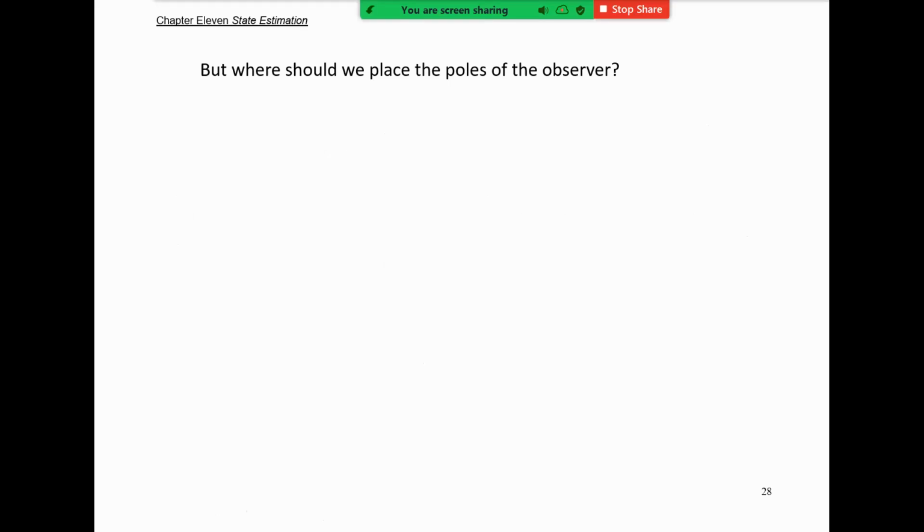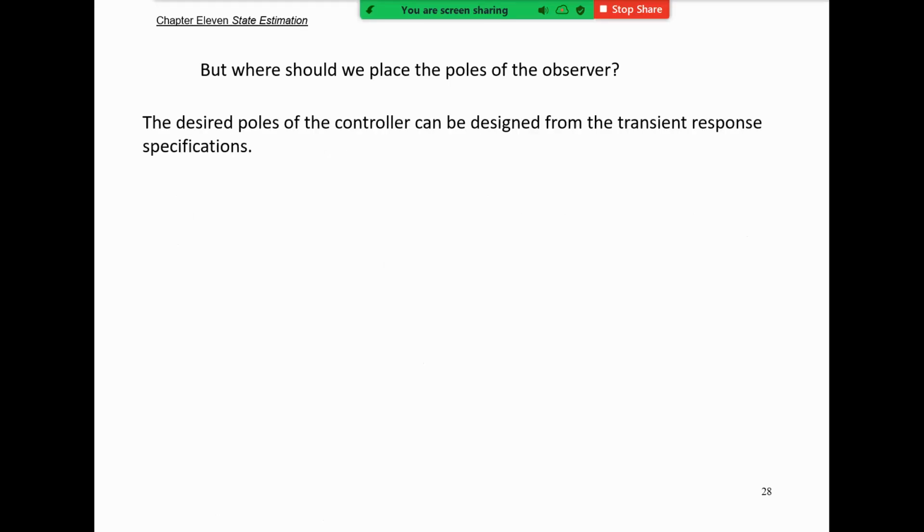Then let's recall, how did we design the desired poles of the controller? We have to look at the performance requirements, right? We look at the overshoot ratio, we look at the settling time, then we figure out the corresponding second order system, and we design the poles. So basically, we have to look at the performance requirements, but that is for the controller.